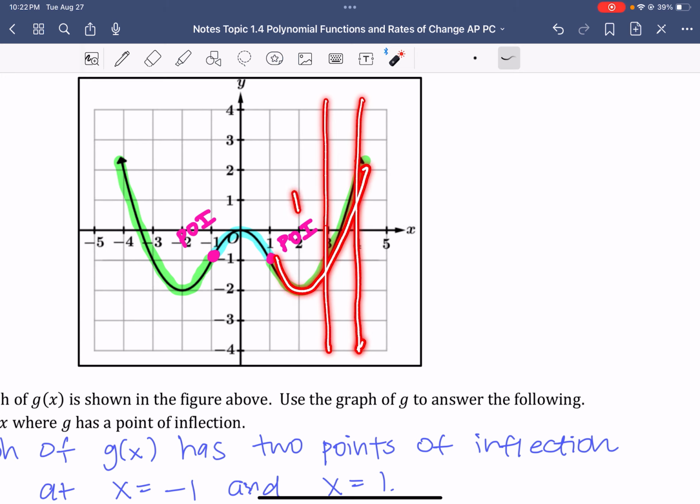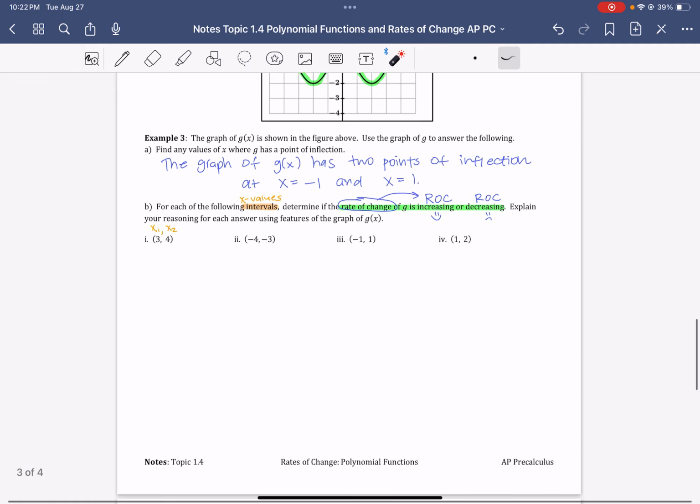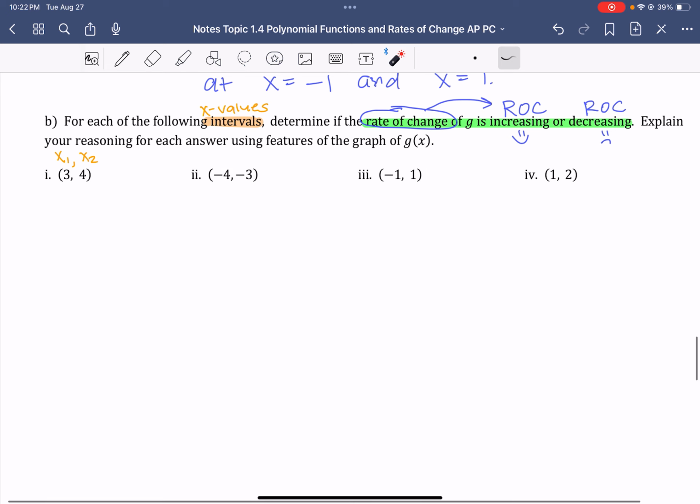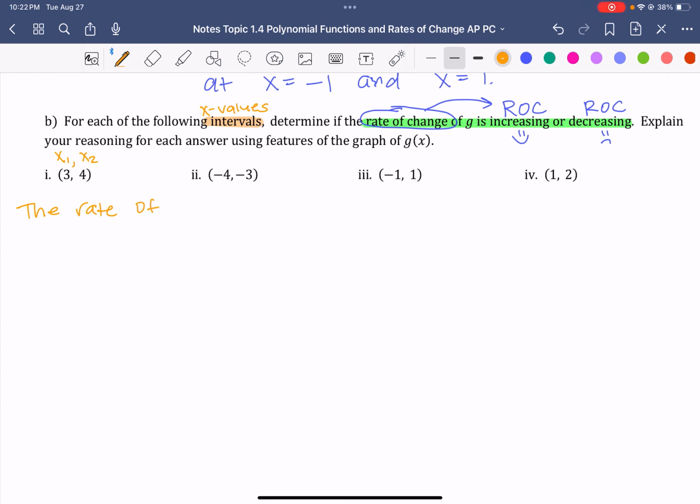This was part of my smiley face, so I know that from 3 to 4, I'm concave up, so my rate of change has to be increasing. So I'm going to write on here that the rate of change of g of x is increasing because g of x is concave up.